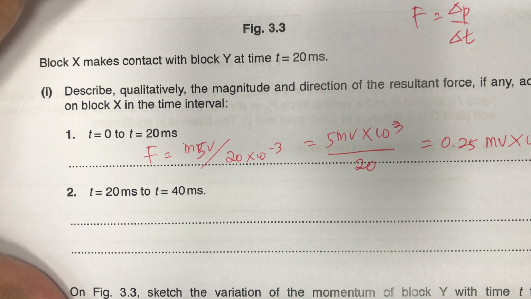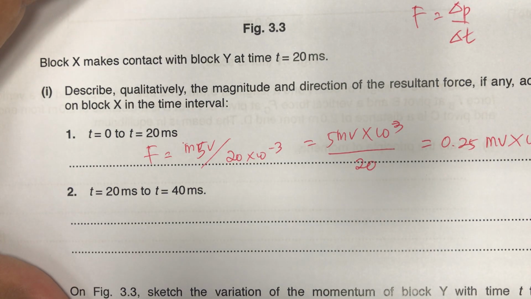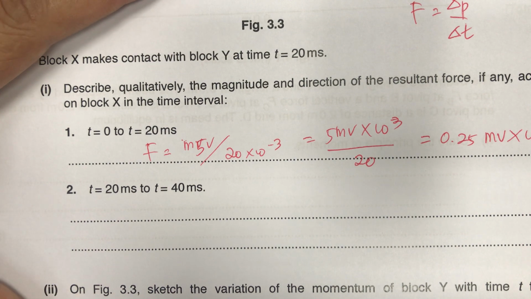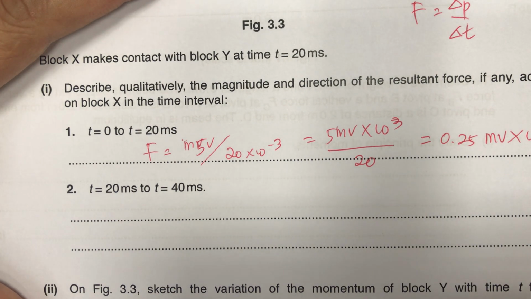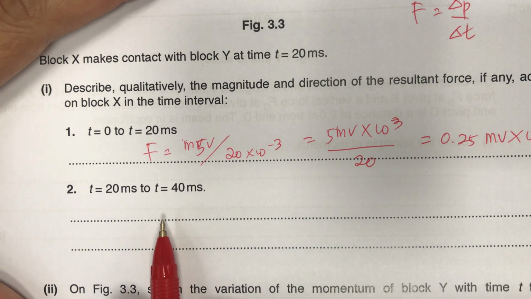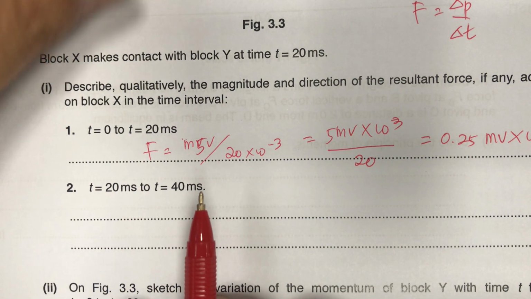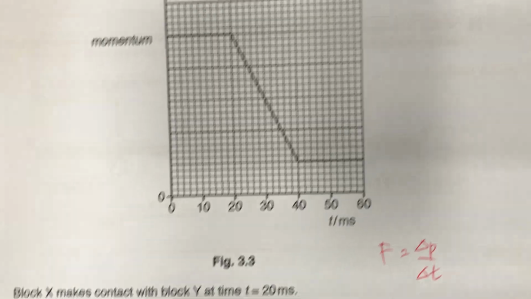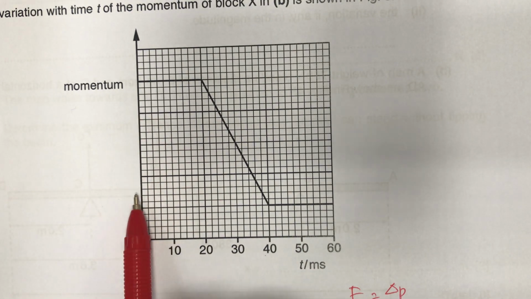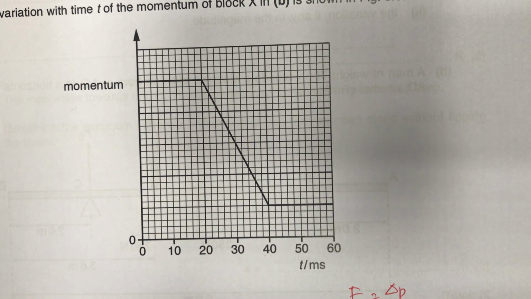So what about 20 to 40? This is about the trapezium shape. Actually we don't have the numbers here, so we don't know how to solve this question.